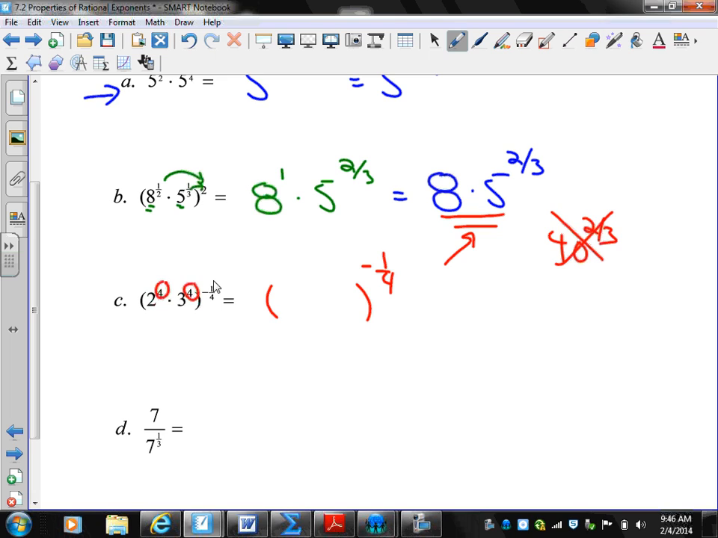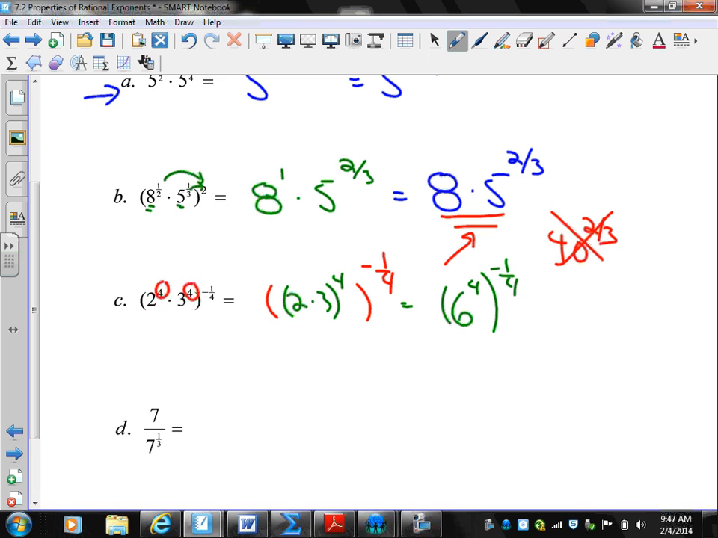So I'm actually going to write this as 2 times 3 to the 4th power. You see how I did that? Normally we start here on the green and we would end up going that way, by distributing that 4. I'm actually going to go the opposite direction here. And what that lets me do is write this as, well, 2 times 3 is 6, and I get 6 to the 4th, and that's all to the -1/4.